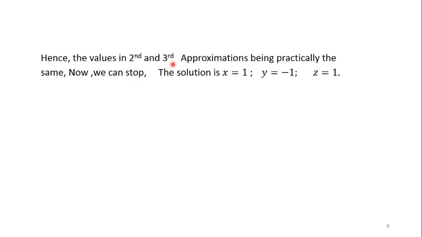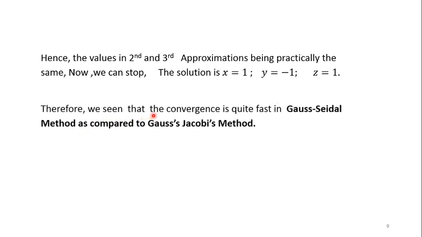Now we can see that from the values of the second and third approximations being practically the same, we can stop. The solution is x = 1, y = -1 and z = 1. Therefore we see that the convergence is quite fast in the Gauss-Seidel method as compared to the Gauss-Jacobi method. Thank you very much.